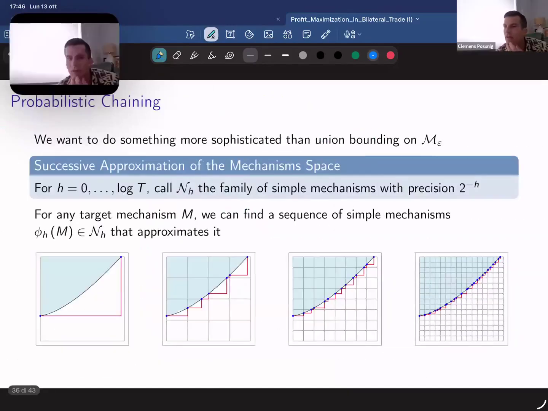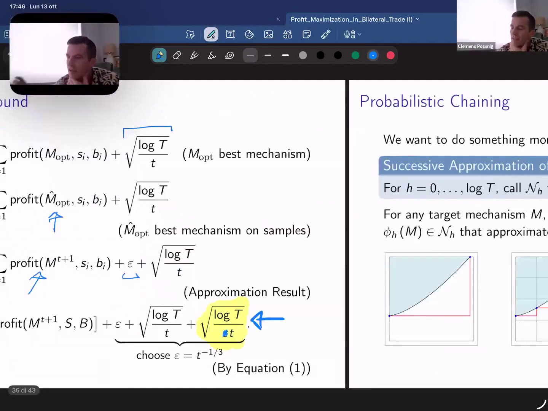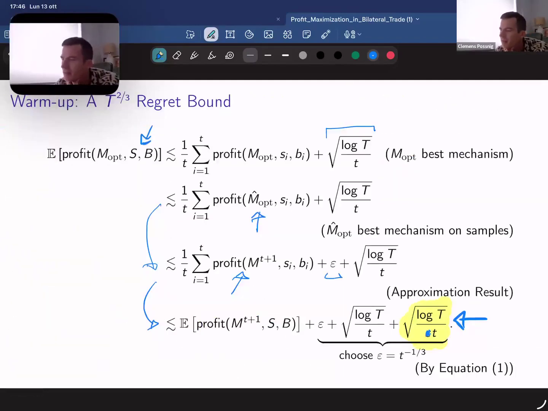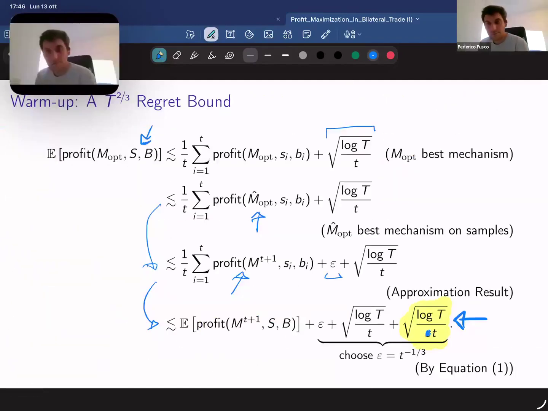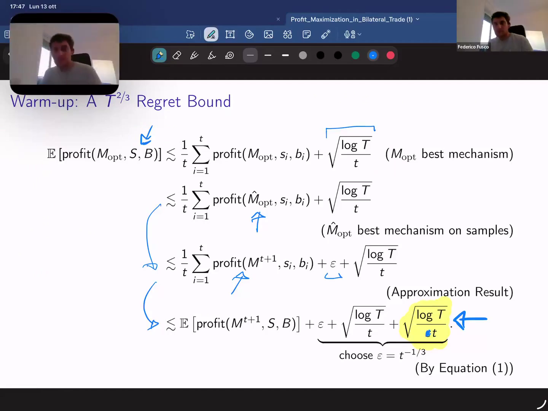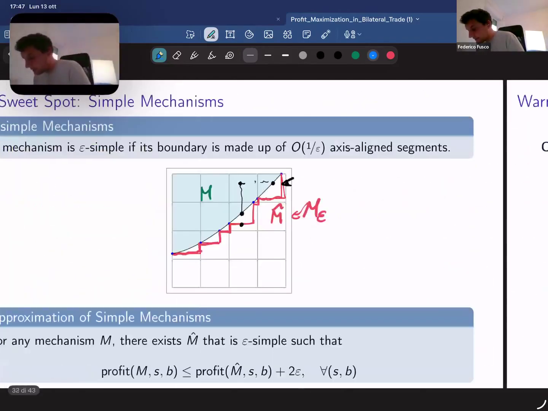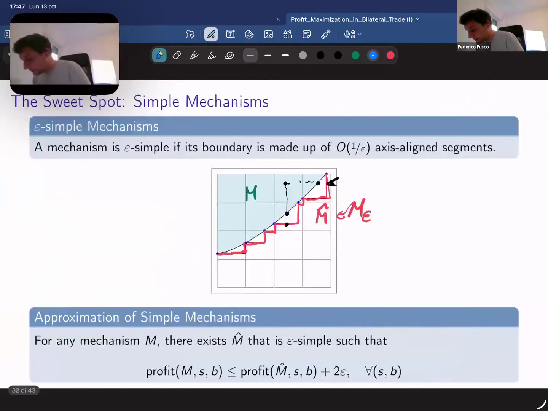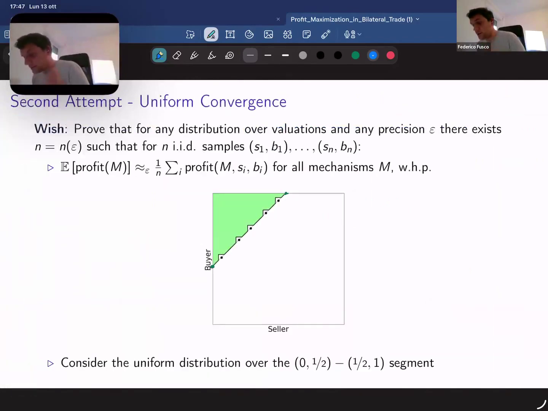Okay. Federico? Yeah. Just quickly, can you go back? Can you remind me what the issue is with the empirical optimal mechanism? I think I lost track of why we need to replace it in this case with the... Yes, because what we know is that we do not have uniform convergence.